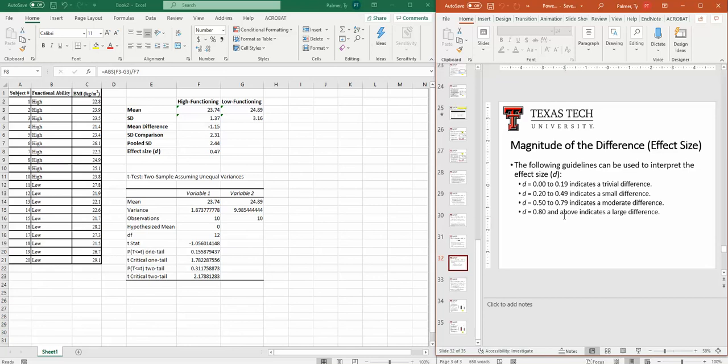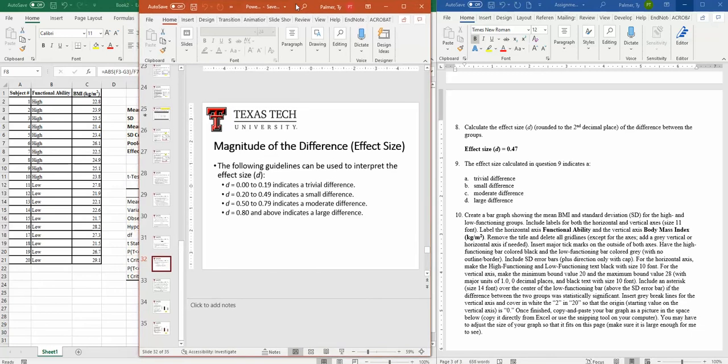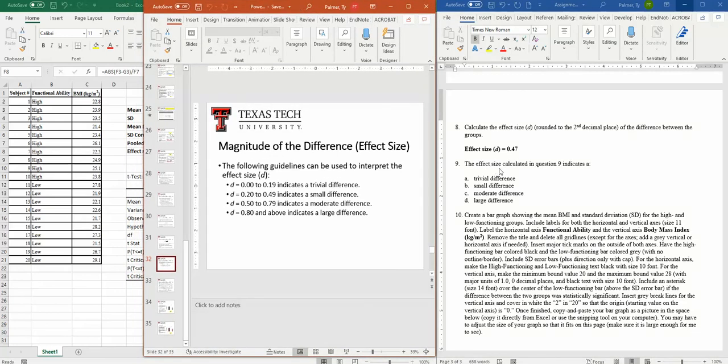To answer this question, let me pull this over to this side. Question 9, the effect size calculated in question, oh, excuse me, I need to change this. I'll change this in your assignment. I should have had the effect size calculated in question 8. Sorry about that. I'll change that for your assignment so it reads like this. So the effect size that we calculated for question 8, which in our example was 0.47, indicates what? Where does 0.47 fall here?